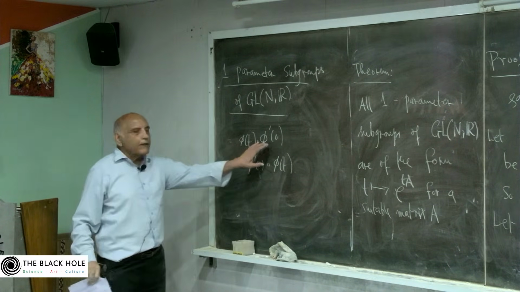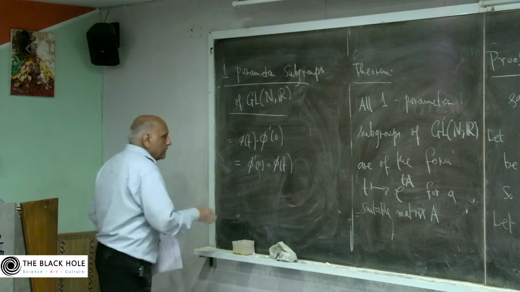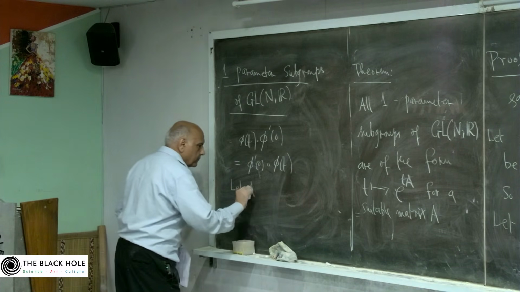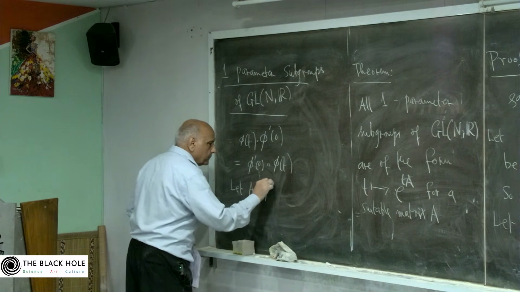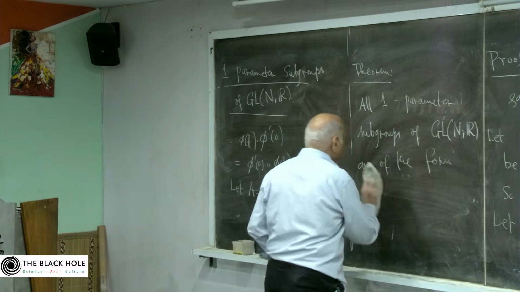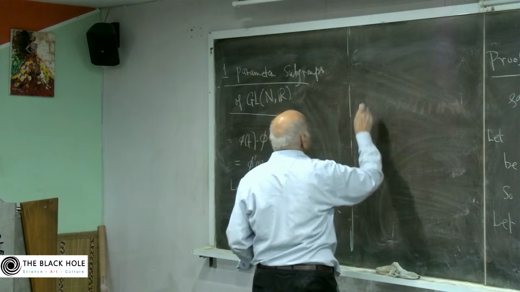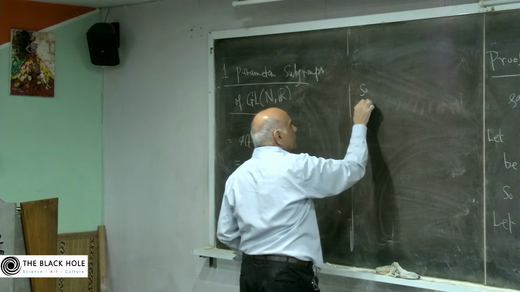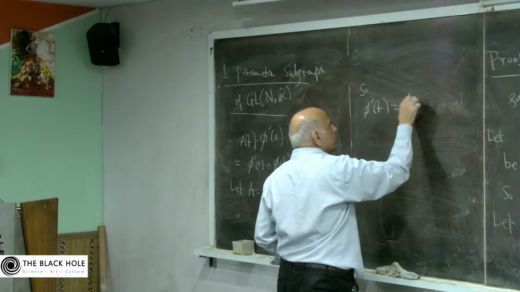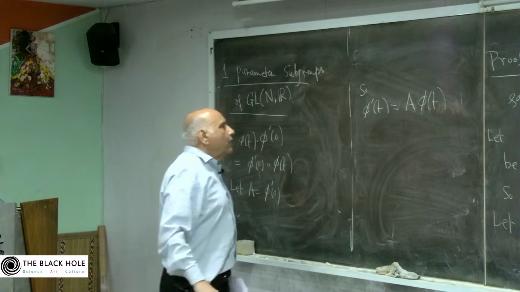Now what is this? Phi prime 0 is some matrix. Let A be equal to phi prime 0. So phi prime t is equal to A times phi t.